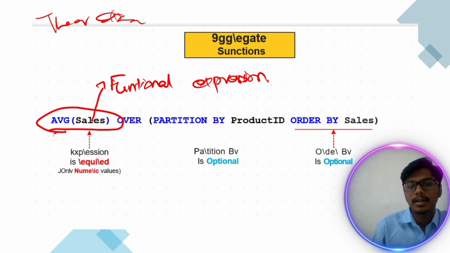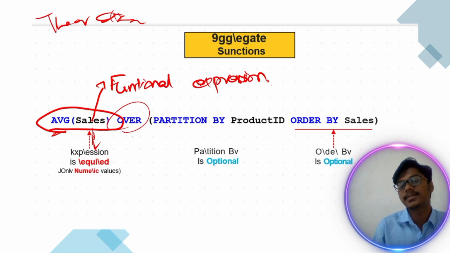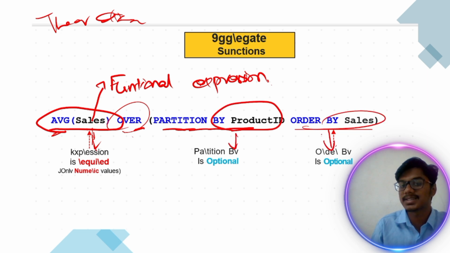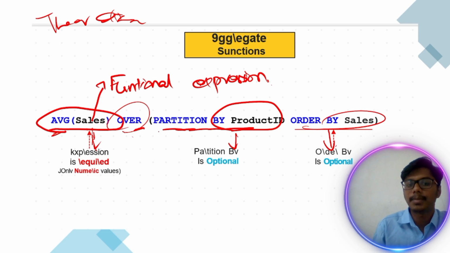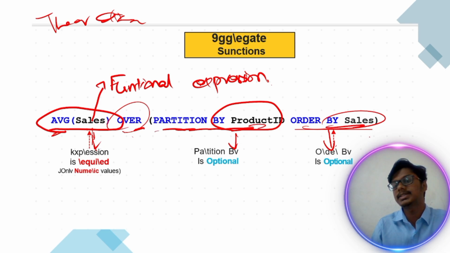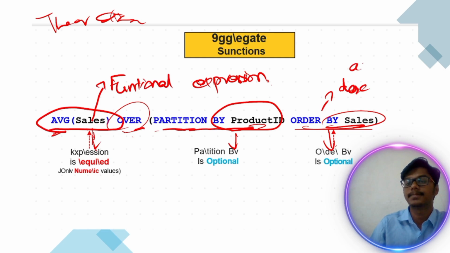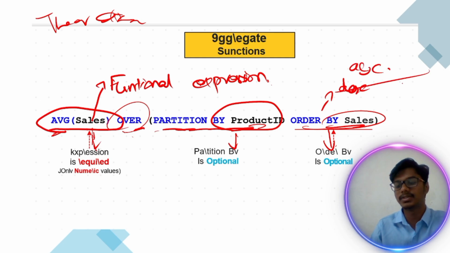So the average of sales, inside this we are calculating the functional expression. After giving the OVER clause, only then does SQL know it is not a plain aggregation function. We want to perform the Window aggregation functions, right? Inside the OVER clause we have to specify partition by product ID. Partition by is optional and order by is also optional. We have discussed this in the previous video. So we partition by product ID, order by sales, and it decides whether it is ascending or descending. That's the main intention of the Window function syntax.